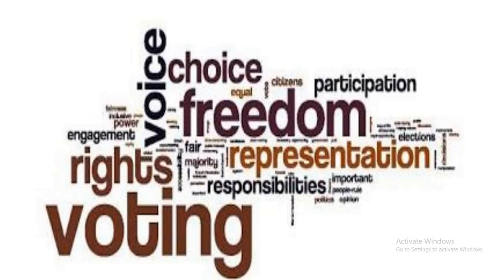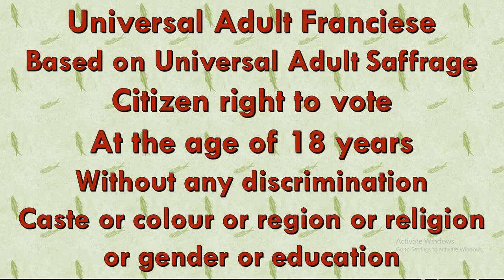Vote. What do you mean by vote? It is a participation of citizens. The citizens are represented in every vote. It has to be done in a free and fair way with equal rights. So we call it universal adult franchise. What is universal adult franchise? It is based on universal adult suffrage. The citizens have the right to vote at the age of 18 years without any discrimination, without any variation.